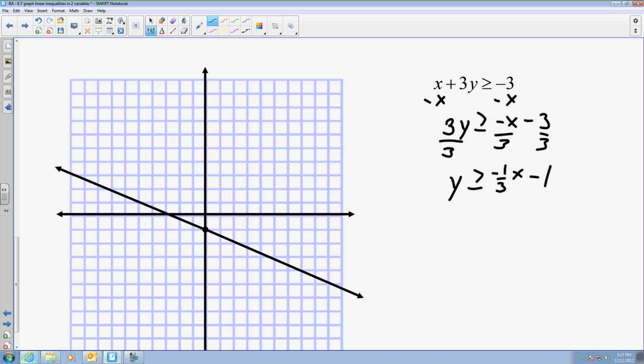So we have our equation, which shows that my y-intercept is -1, and my slope is -1/3. So I go up 1 and to the left 3. 1, 2, 3. So that is our line.